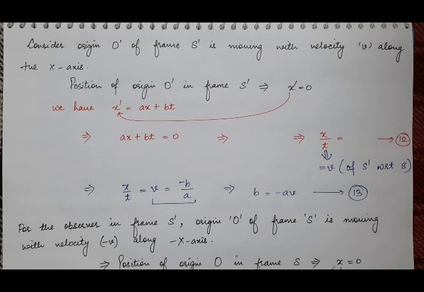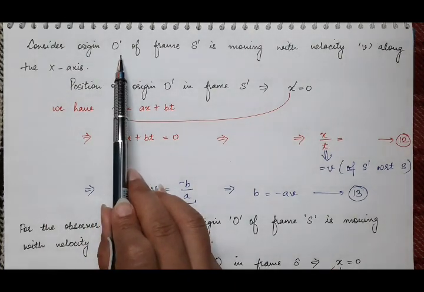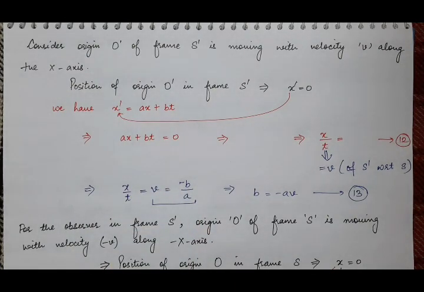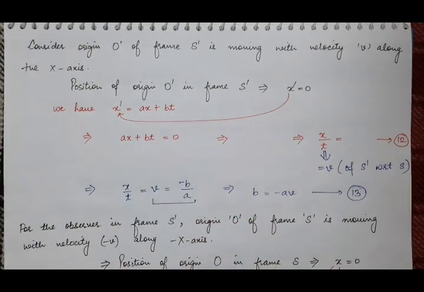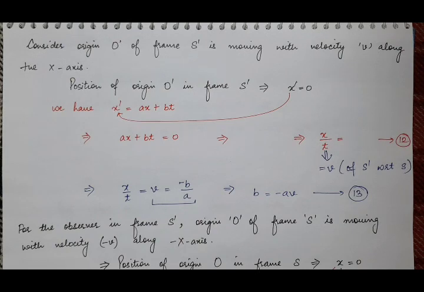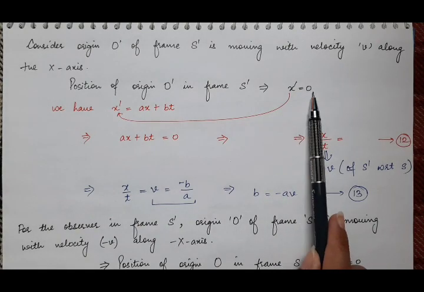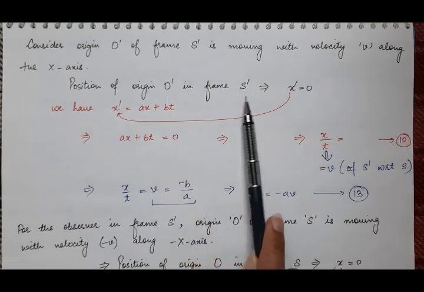So now as we know that frame S dash is moving with the uniform velocity v along x-axis, positive x-axis with respect to S. So the origin of frame S dash will also be moving with the same velocity as that of the frame. So consider that origin O dash of frame S dash is moving with velocity v along positive x-axis. But the position of this origin O dash in frame S dash will always be x dash is equal to 0, because the point where the origin lies, x coordinate will be 0. So x dash is always 0 at the origin O dash of frame S dash.